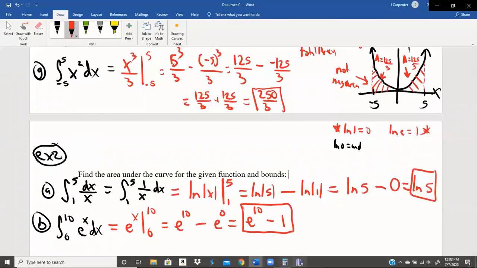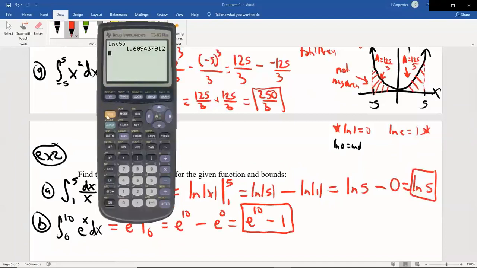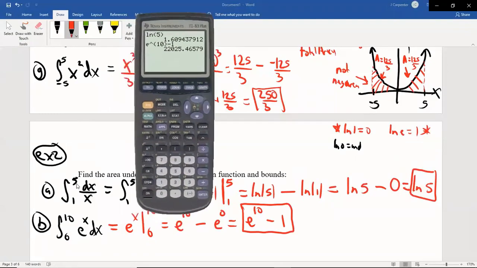If you want an approximation, if this was an application, once again, you can pull out your calculator. e raised to the 10, close my parentheses, minus 1. And it's about 22,025 roughly. That's a big number. So the area under 1 over x from 1 to 5 was a tiny number, like 1.5 roughly, 1.6 I think, yeah, 1.6. But the area under the curve of e to the x from 0 to 10, it's twice as wide as last time roughly. But this e to the x function is so much higher than 1 over x as you move on, that that area is a much larger number.